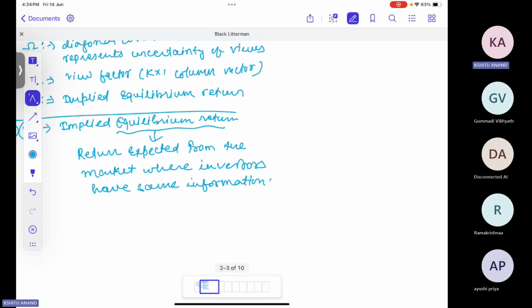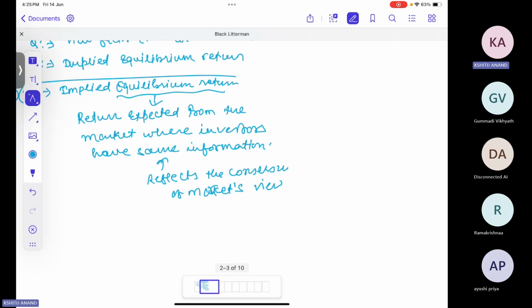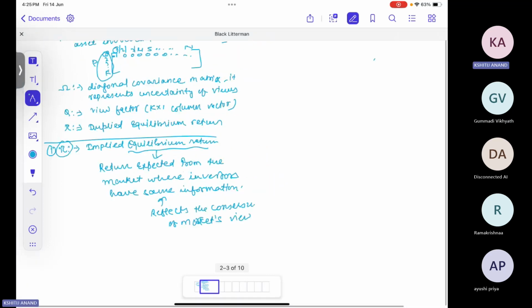It basically reflects the consensus. So this equilibrium return reflects the consensus of investors, right? Consensus of market views. So for example, what does the market think about the stock price of Tesla? Got it? So this is the equilibrium return of the stock price of Tesla. What does the market think should be the expected return of it? Okay. Got it? Everyone? What is equilibrium return? Do you guys get it? Yes. So now, how do you calculate equilibrium return?